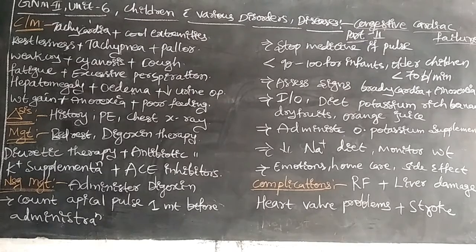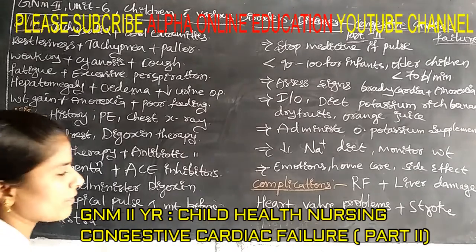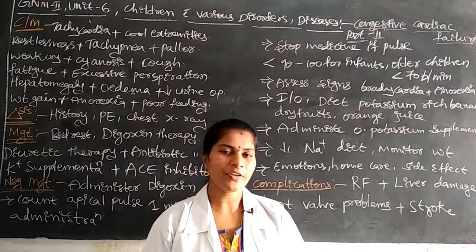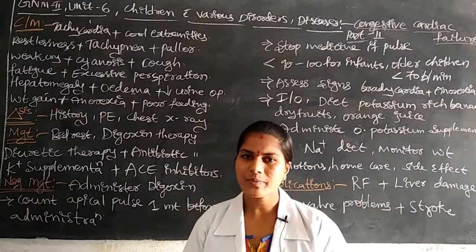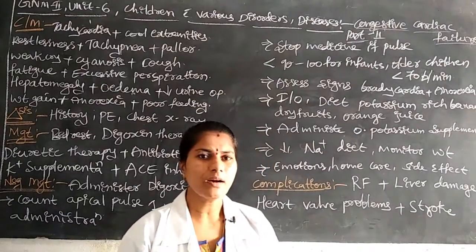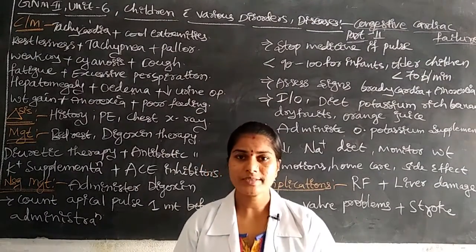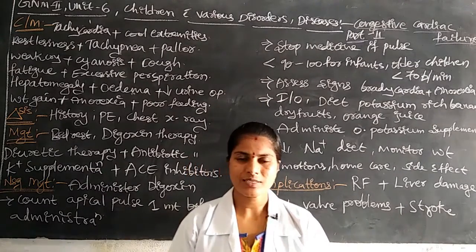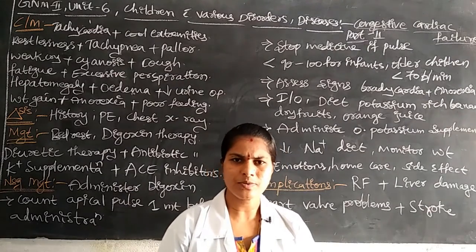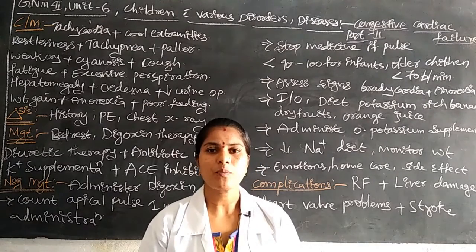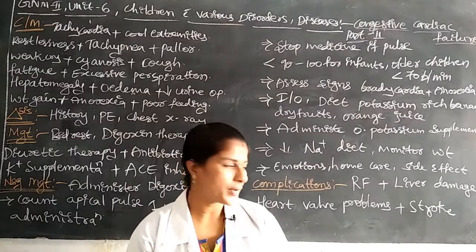What are the complications? Especially the children have renal failure, where the functioning of the kidneys is decreased or fails. Another one is liver damage, because one common symptom is hepatomegaly, and due to that the children have liver damage. Sometimes the children have heart valve problems. Which valve? Pulmonary valve, mitral valve, tricuspid valve or bicuspid valve. Like that, valve stenosis or valve regurgitation occurs. Some problems arise due to this congestive cardiac failure.